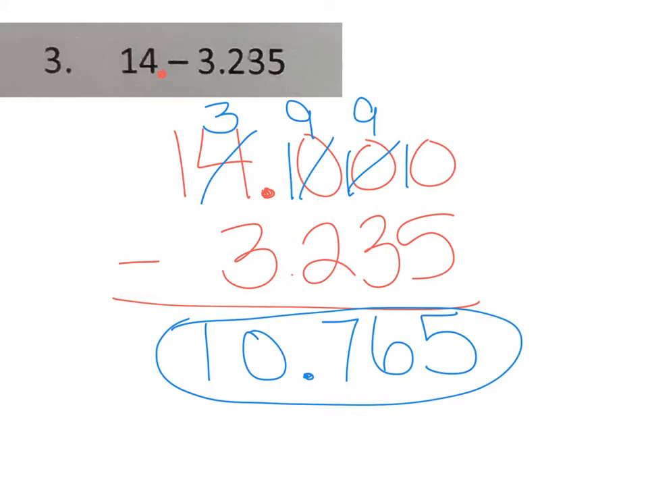Go ahead and try the next one. Make sure you line up your decimals and add any zero placeholders, and then make sure you borrow correctly. Go ahead and do the next one and then check the key.